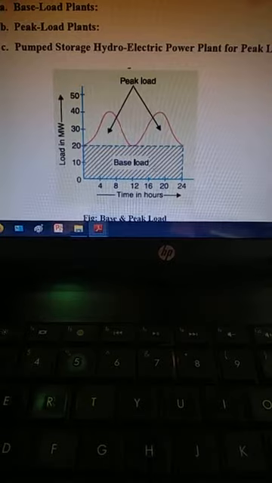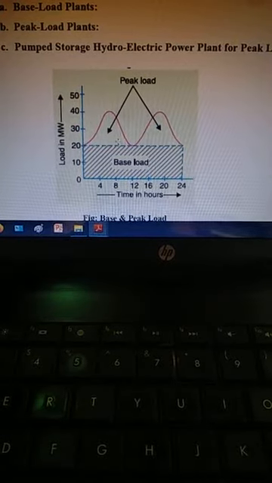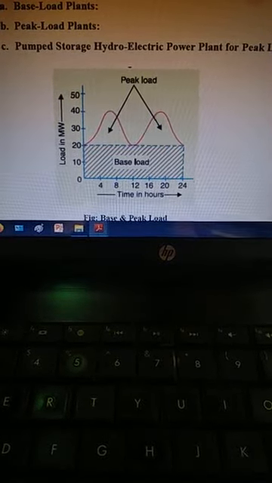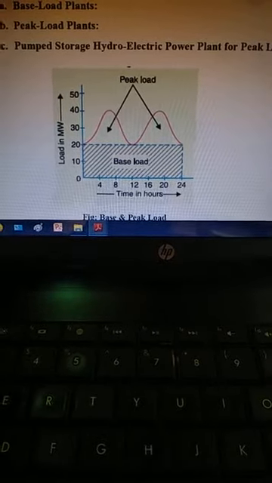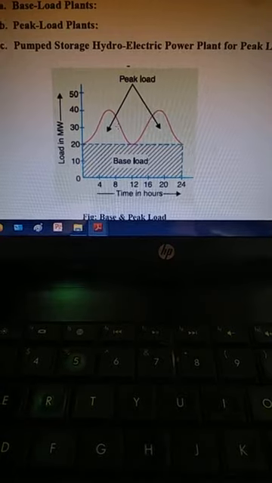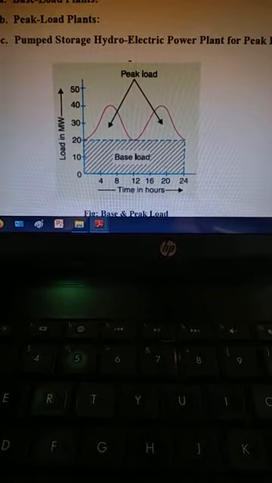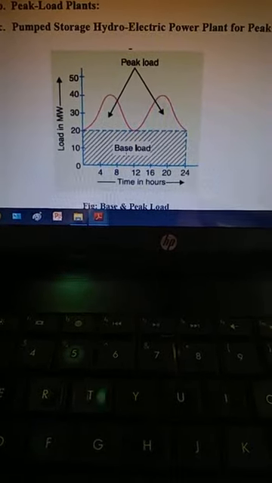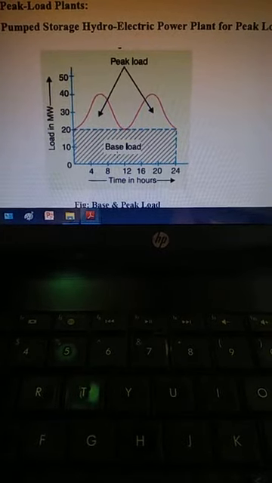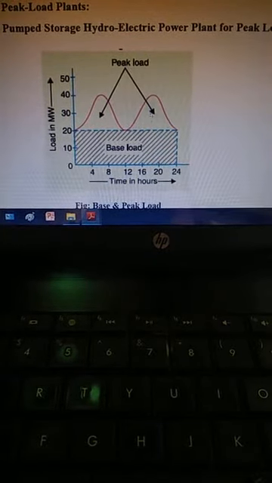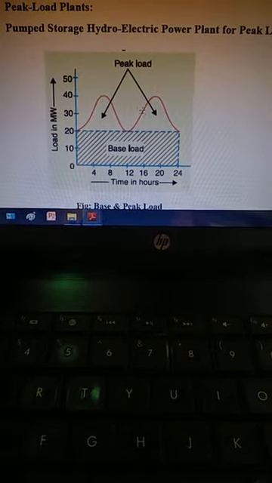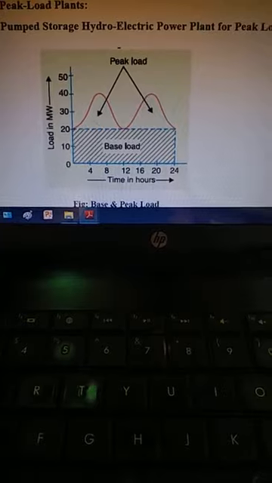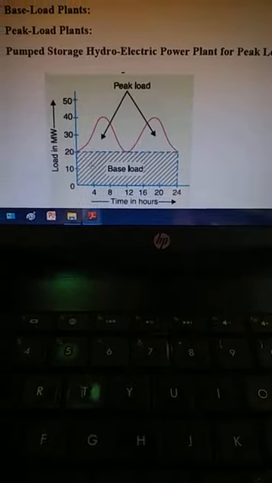So this is called the base load, and above 20 there are some peaks. They are called peak loads. So these are not daily base use load, but this average base load is the daily base use load used by the consumers. But this peak load is not daily; it is required occasionally. So this shows the difference between the base load and the peak load.